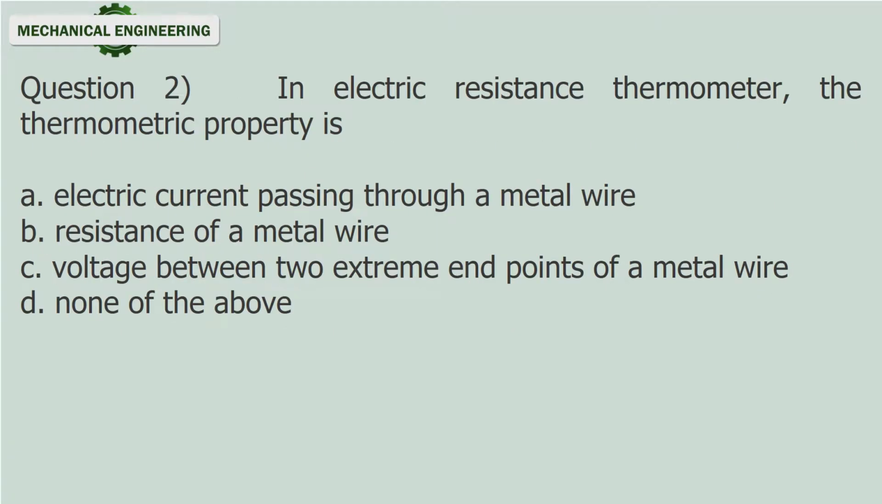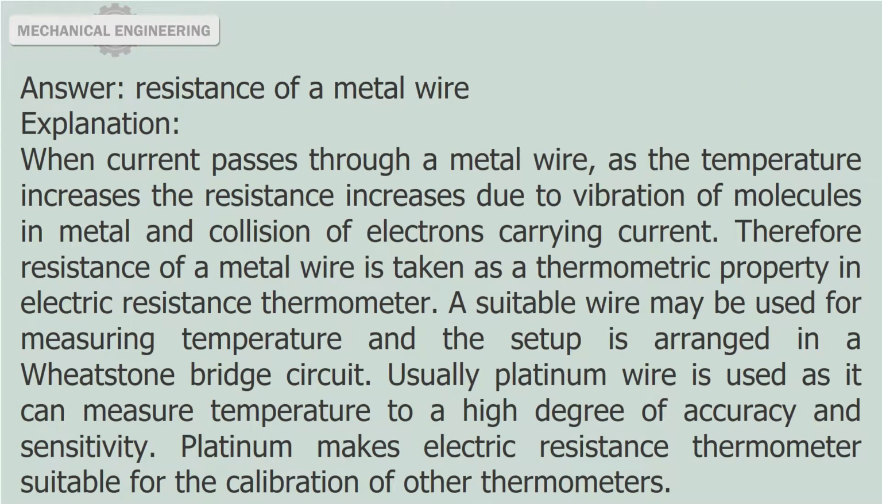Question 2. In an electric resistance thermometer, the thermometric property is A. Electric current passing through a metal wire, B. Resistance of a metal wire, C. Voltage between two extreme endpoints of a metal wire, D. None of the above. Answer: resistance of a metal wire.